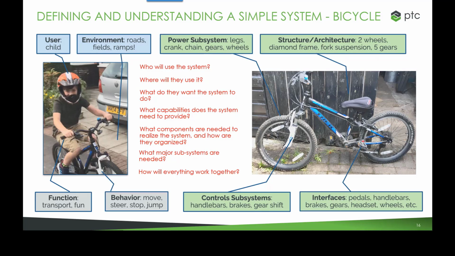The gears, several interfaces there. The pedals to the chain, to the gear system, the derailleur. The headset connects the handlebars to the forks. The wheels interface with the road. Usually in a system of components, you'll have many more interfaces than actual components because so many things are interacting. And understanding these is key to understanding where possible failures will occur.